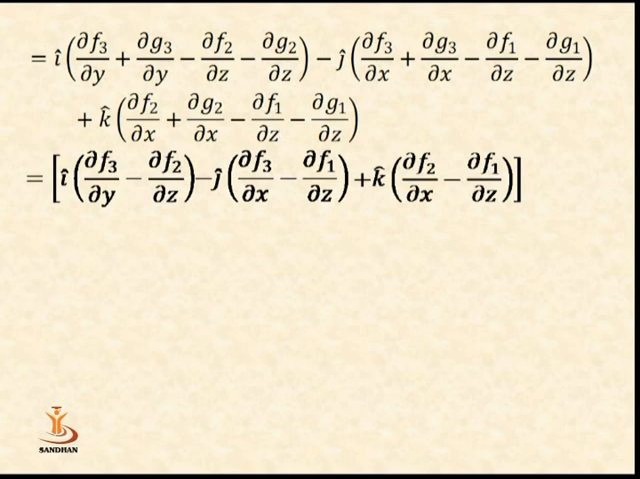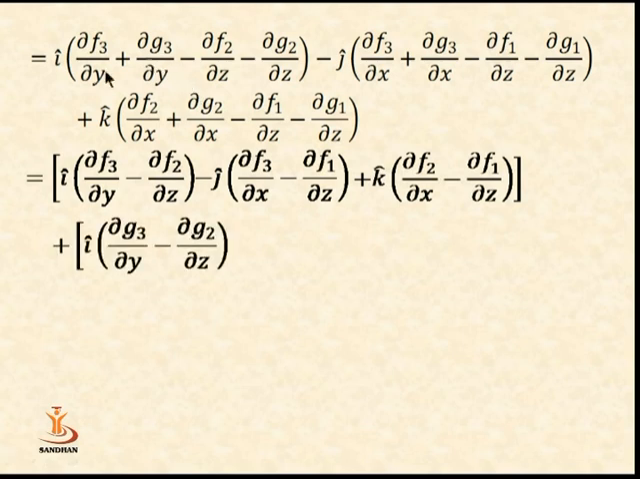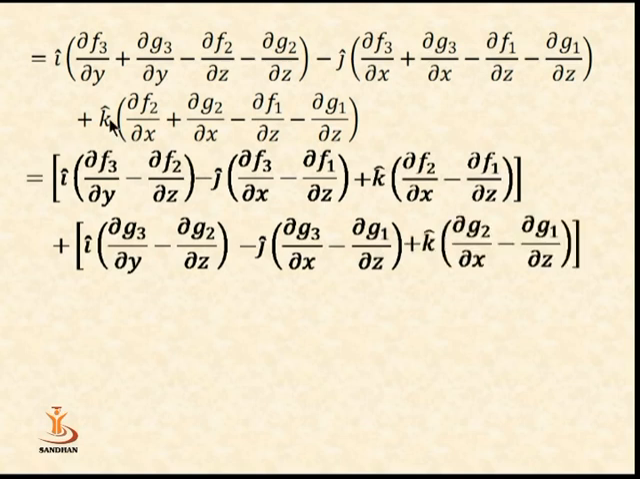Now we again separate the g function from the i component. Thus we get i (del g3 upon del y minus del g2 upon del z). From the j we get del g3 upon del x minus del g1 upon del z. From k we get del g2 upon del x minus del g1 upon del y.